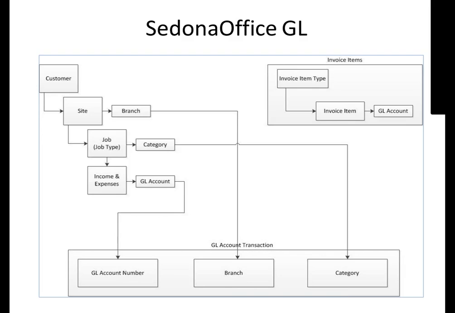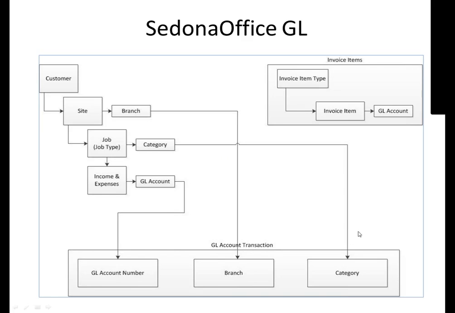The site level has a branch assigned to it. So a customer could have more than one site, and each site could be assigned to different branches. Any transactions at that site level will follow the branch of that site. So when you post it, the income and income expenses, really what's going to contain the GL account, that's where you're going to pick up the GL account for that transaction, and the branch is really coming in from the site level. As well as you can have a category.